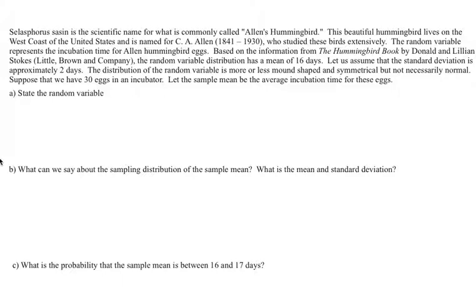Suppose we have 30 eggs in the incubator and we want to look at some probabilities and information. So the first thing with most problems is to write down what your random variable is. Again, that's what you measured. So in this case, they were measuring the incubation time of the Allen hummingbird egg.